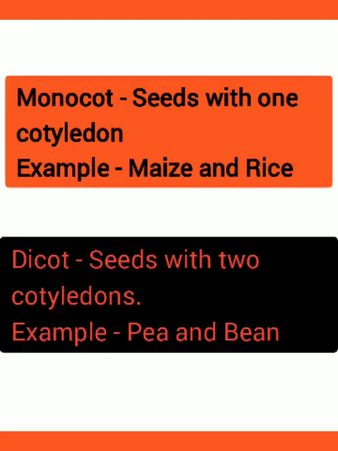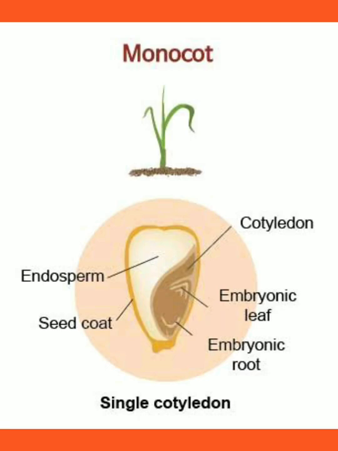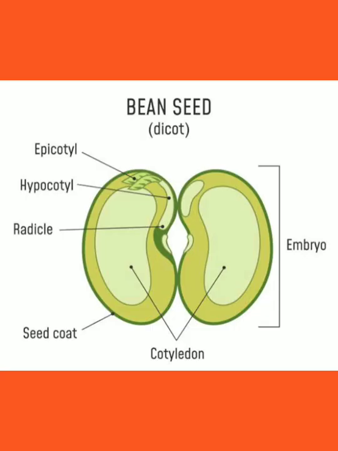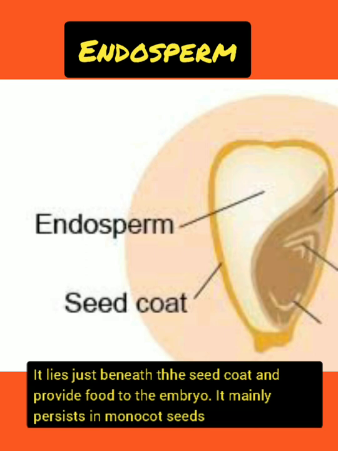Seeds are of two types, that is monocot seed and dicot seed. Seeds with one cotyledon, such as maize and rice, are called monocot seeds, while those with two cotyledons are called dicot seeds. Examples are pea and bean. The next part is endosperm, which mainly persists in monocot seeds, and it lies just beneath the seed coat and provides food to the embryo. But in case of dicots, it gets reduced and contained within the cotyledons.